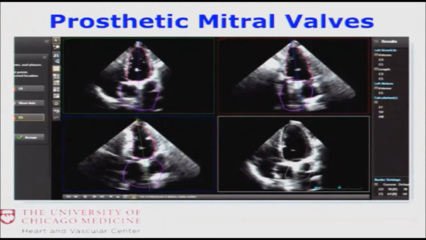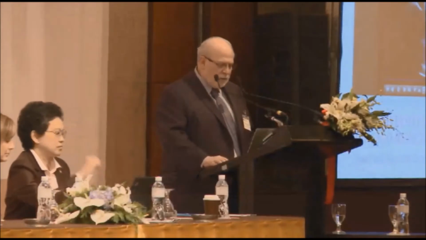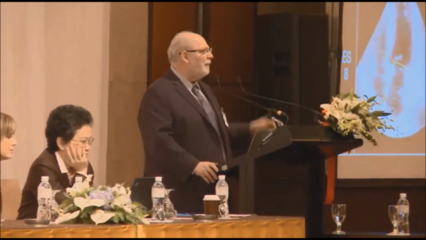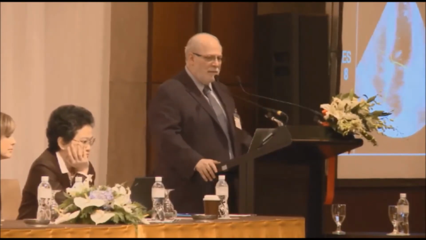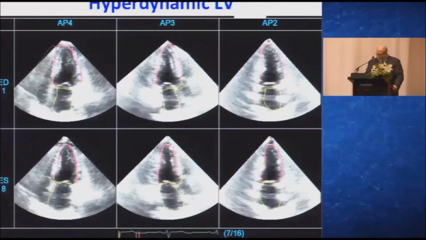Another type of situation would be a patient with a prosthetic mitral valve, in which this acoustic reflection will actually not allow the program to identify the left atrium. And the other type of situation would be these patients that have a hyperdynamic left ventricle. You can see nicely here that the borders are not truly following it.